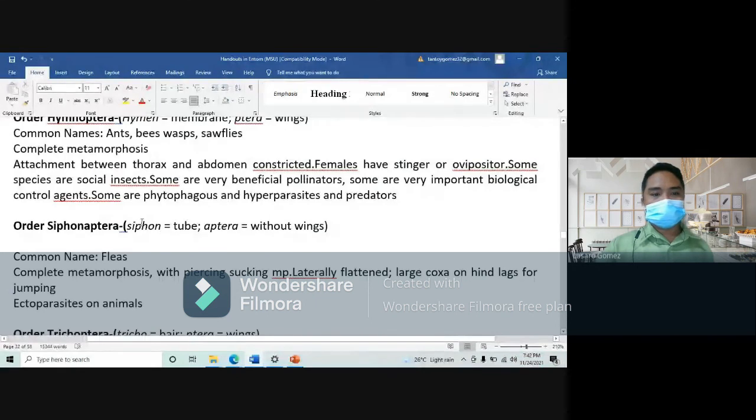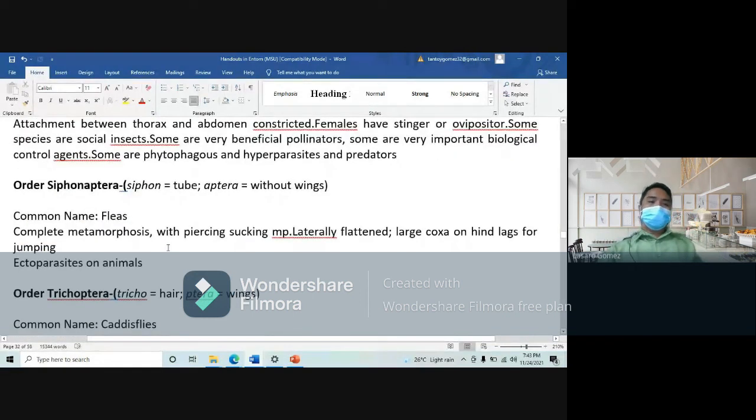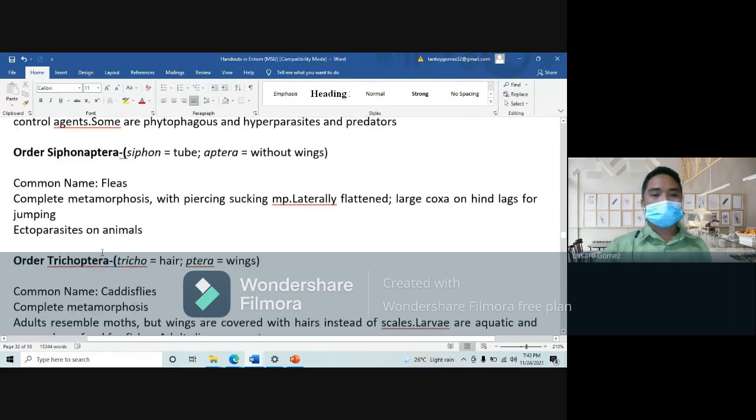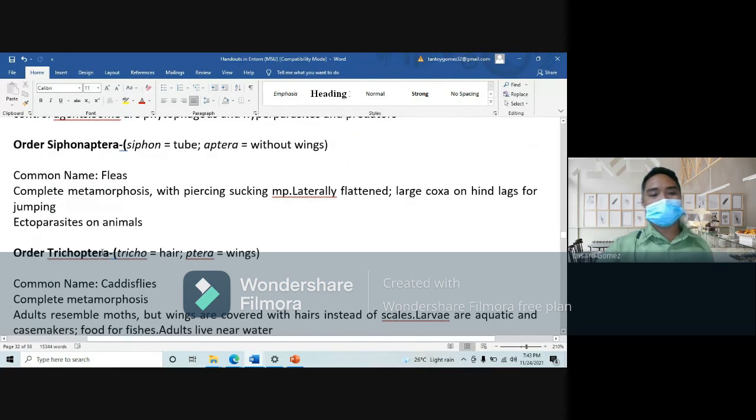The other order is the Siphonaptera. Siphon consists of two words. Siphon means tube, aptera means without wings. An example of this order is the fleas. In terms of metamorphosis, fleas have complete metamorphosis with piercing, sucking mouth parts. They are laterally flattened, with large coxae on hind legs for jumping. They are called ectoparasites on animals.